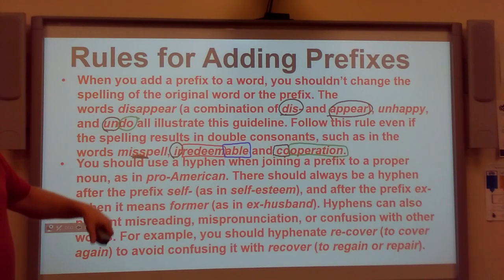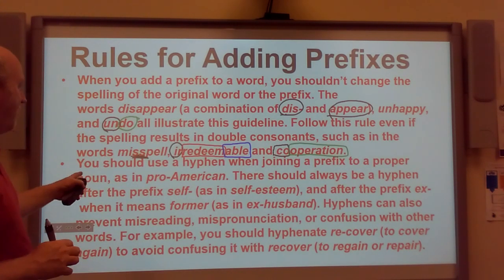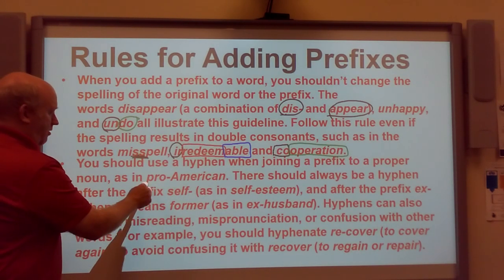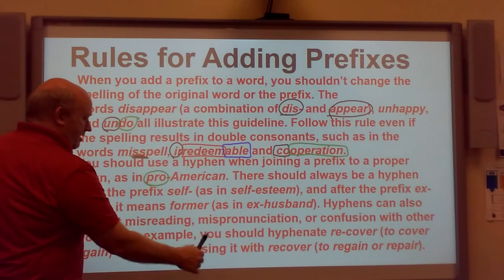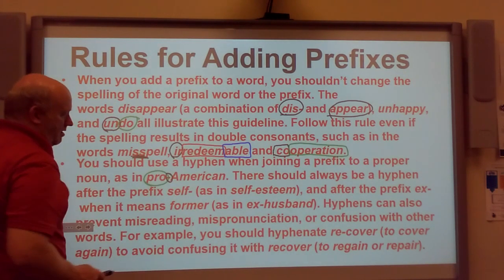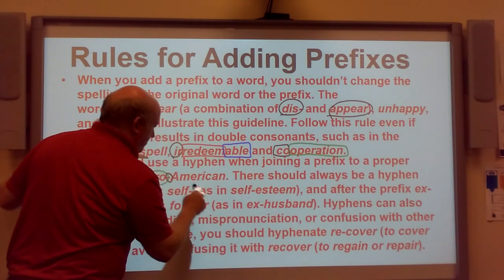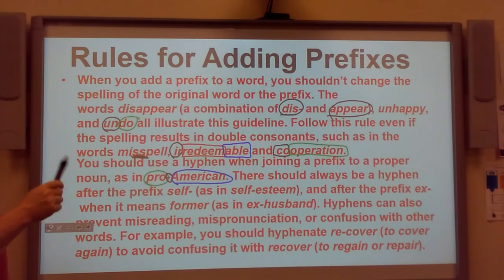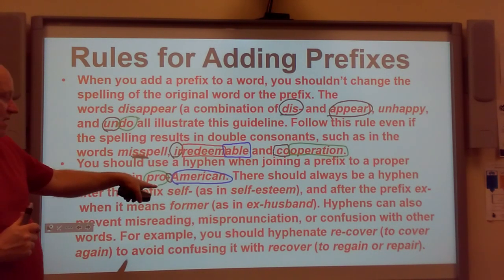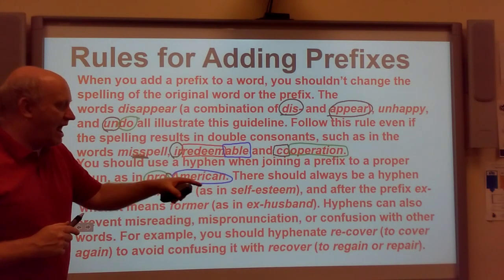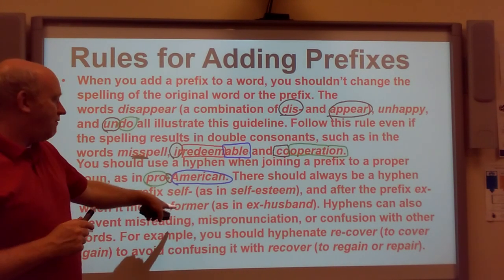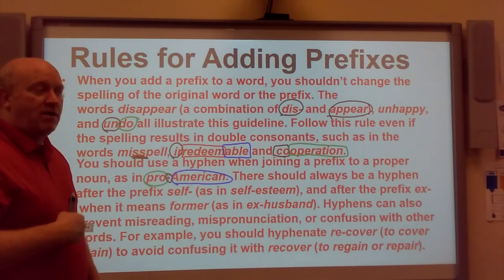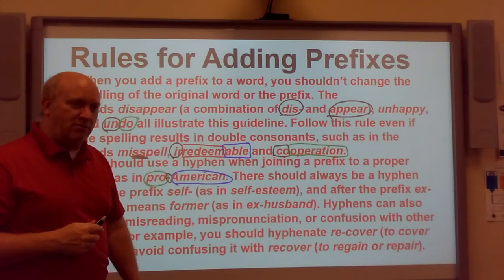Okay? You should use a hyphen when joining a prefix to a proper noun, as in pro-American. See the word pro. Okay, and here's my hyphen. And here's my root word. Okay? There should always be a hyphen after the prefix self, as in self-esteem, and after the prefix ex when it means former, as in ex-husband, ex-wife, ex-co-worker, or ex-spouse.